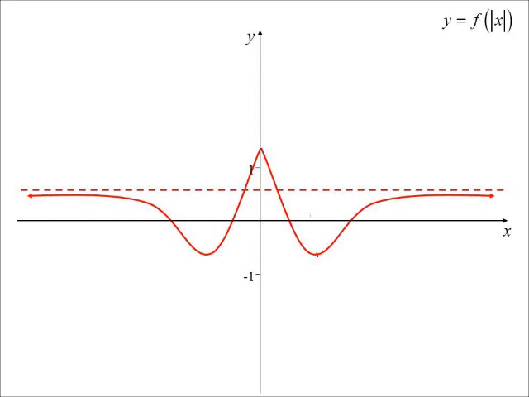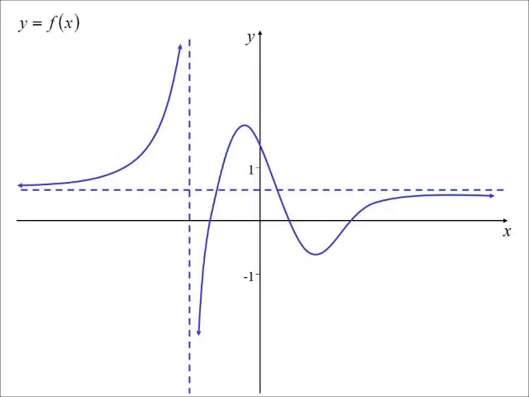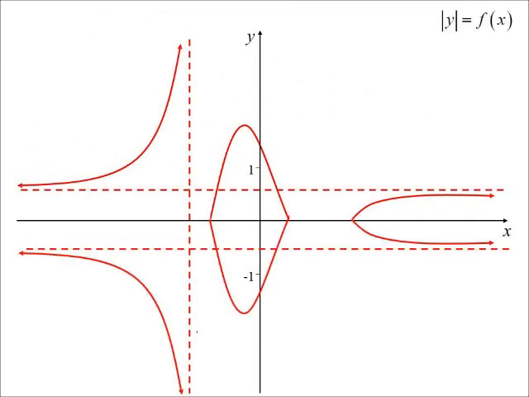Okay. Absolute value of y is equal to function x. So this is now saying that function x can equal both positive and negative numbers, because we're going to say it equals the absolute value of the y value. We end up with symmetry in the x-axis. We reflect the part of the original function, which was positive, in the x-axis. Let's have a look at random graph. Here it is. Again, that bit disappears, but we get that instead. You see?